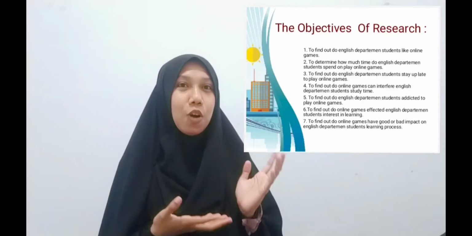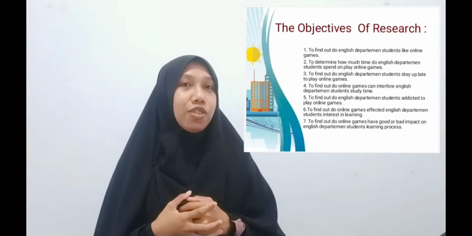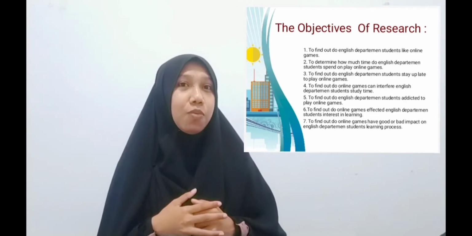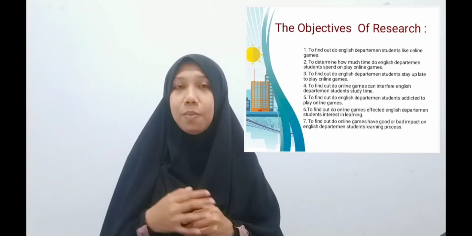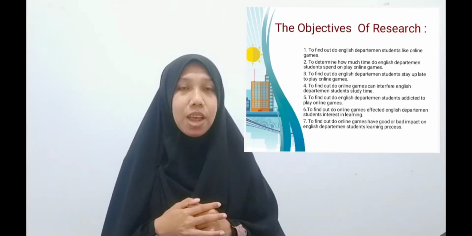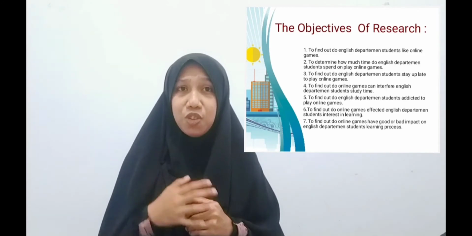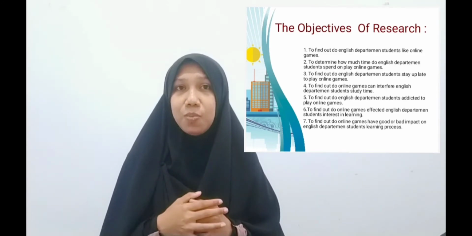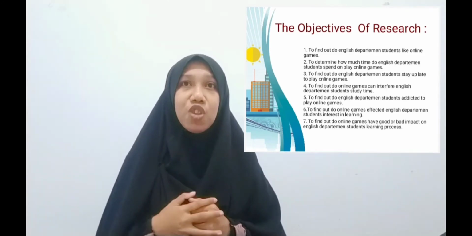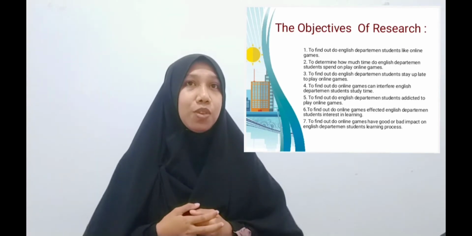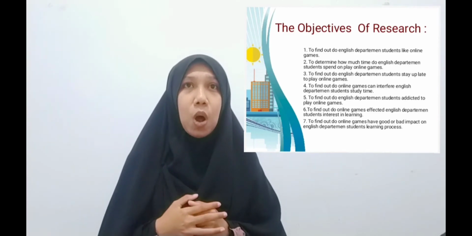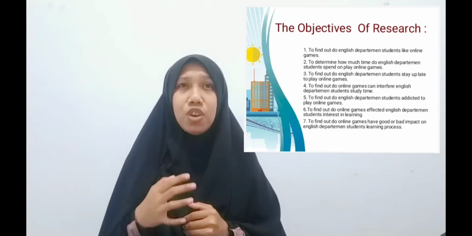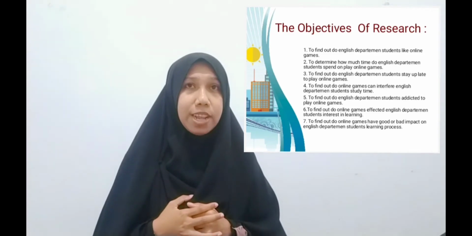In this part, I will explain the objectives of the research. There are 7 objectives of this research. The first one is to find out whether English department students like online games. The second, to determine how much time English department students spend playing online games. 3. To find out whether English department students stay up late to play online games. 4. To find out whether online games can interfere with English department students' study time.